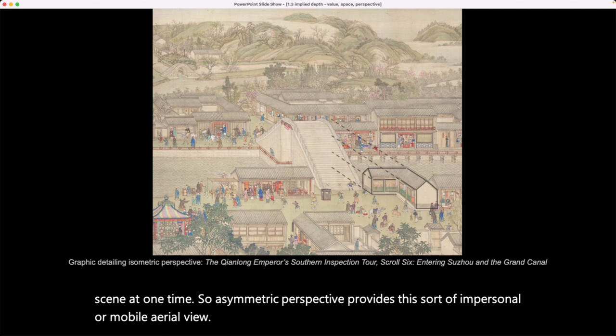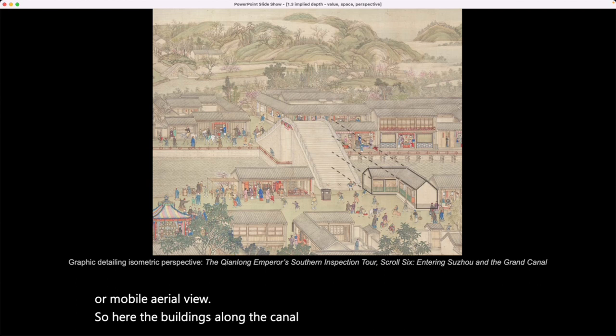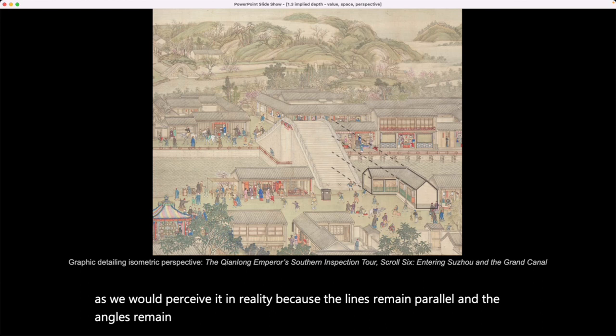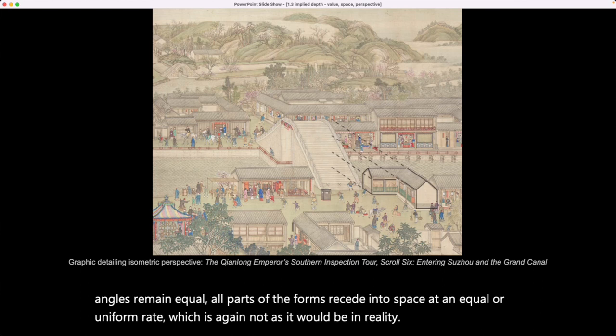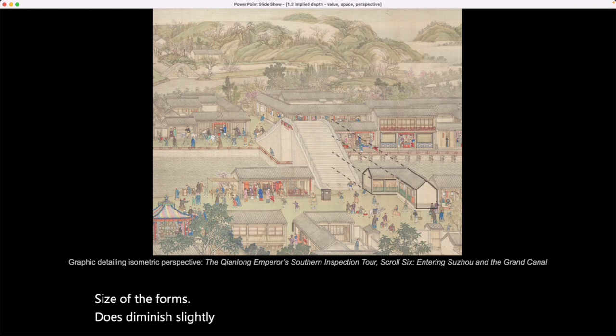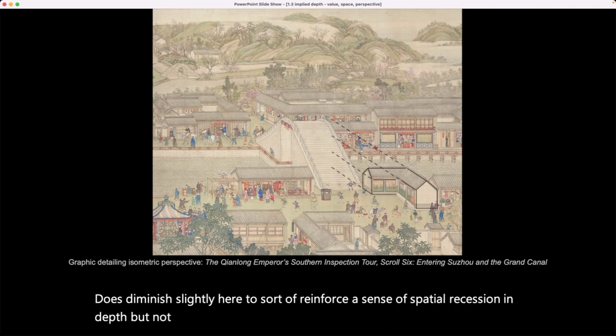So here the buildings along the canal have the illusion of depth, but not really as we would perceive it in reality. Because the lines remain parallel and the angles remain equal, all parts of the forms recede into space at an equal or uniform rate, which is, again, not as it would be in reality. Size of the forms does diminish slightly here to sort of reinforce a sense of spatial recession and depth, but not as they would in reality, again.